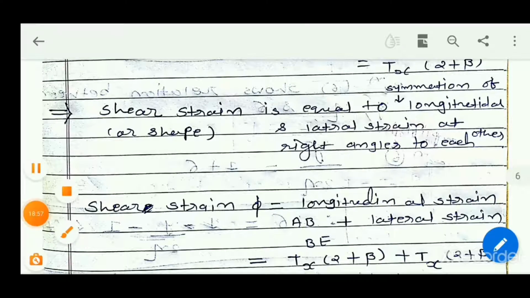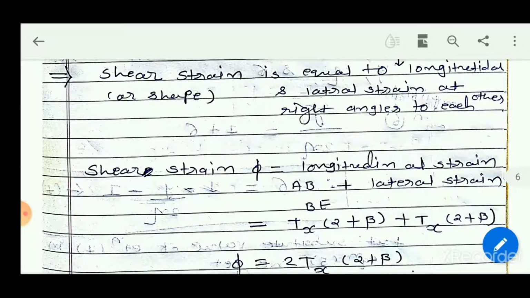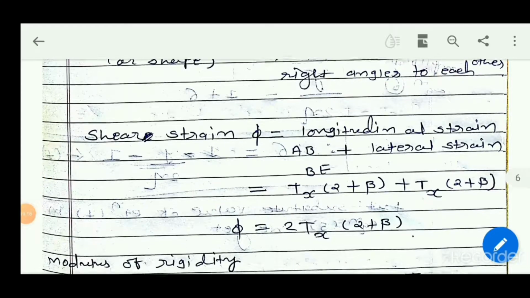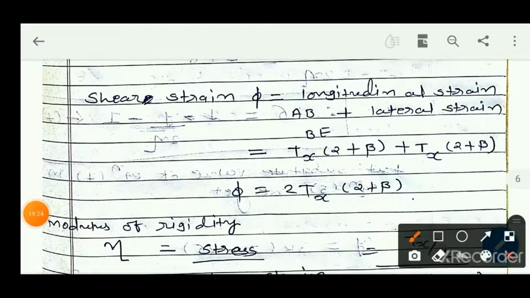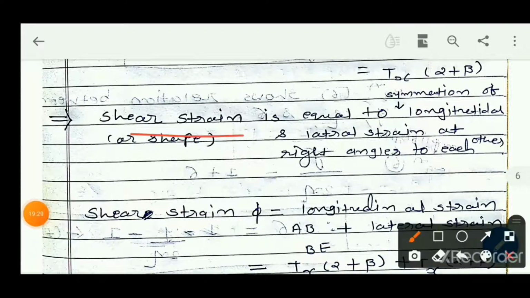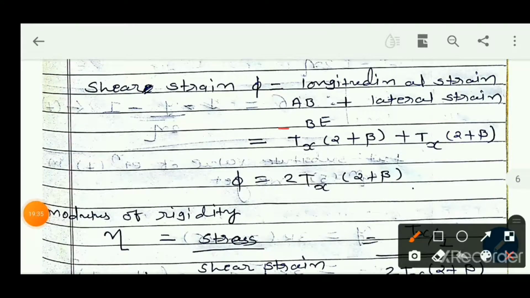so one important theorem is shear strain is equal to the summation of longitudinal and lateral strain at right angles to each other, okay. It's a theorem you can find in a reference book like Elements of Properties of Matter by R.C. Brown and D.S. Mathur, okay. So longitudinal strain of AB and lateral strain B, okay. So what is a shear strain? Shear strain is equal to longitudinal plus lateral, so here we write the longitudinal AB plus lateral B, okay.